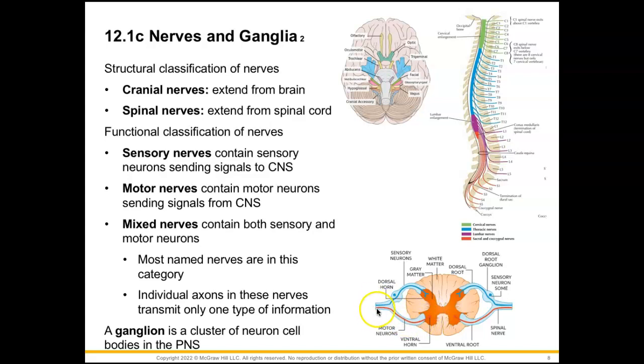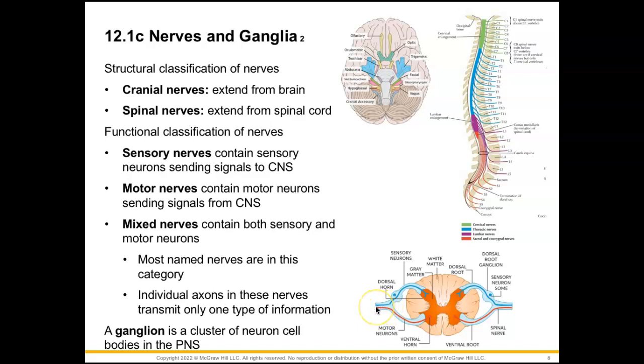And then you could see at this area out here, this is actually called a mixed spinal nerve. And both of the neurons here are existing within one nerve. So that's why we call these mixed nerves. And even though this is a mixed nerve, the individual axons are transmitting only one type of information. So this blue neuron here is only going to transmit sensory information, whereas this red one is only going to transmit motor information.